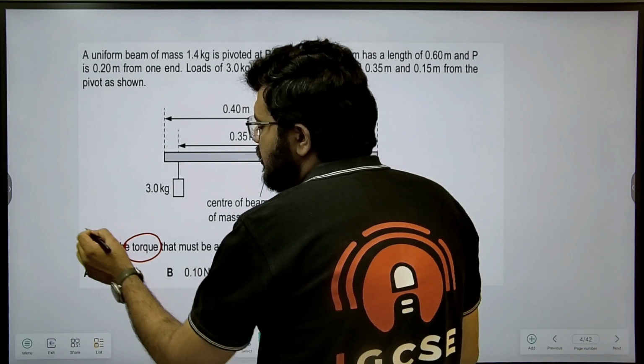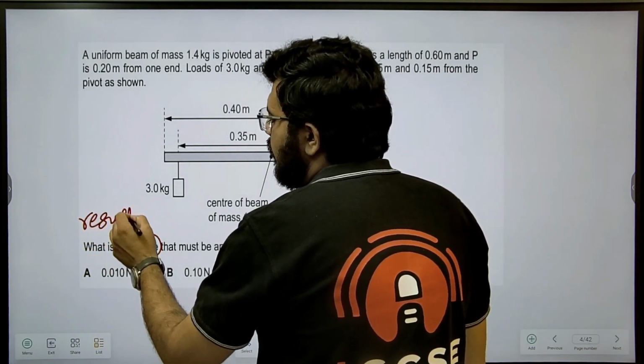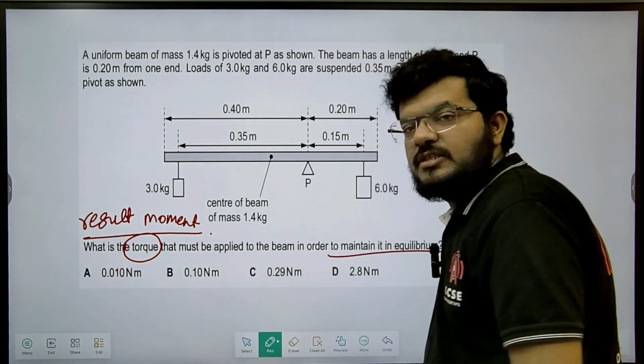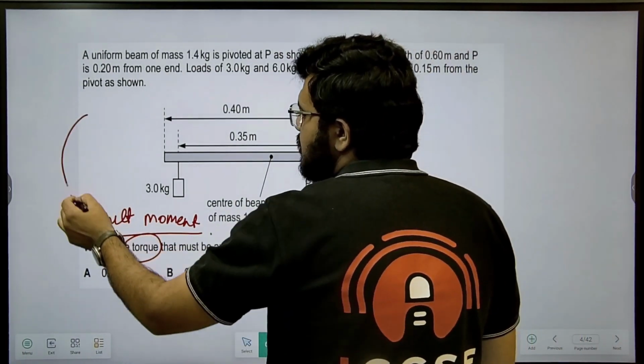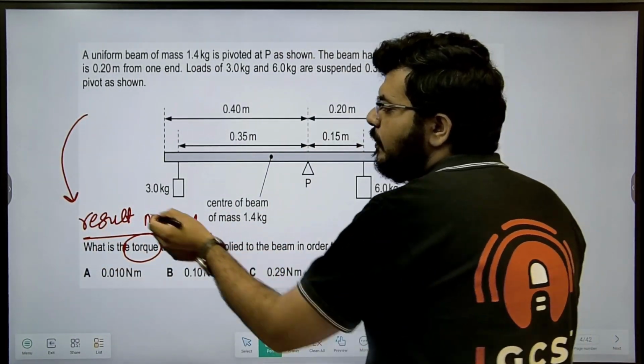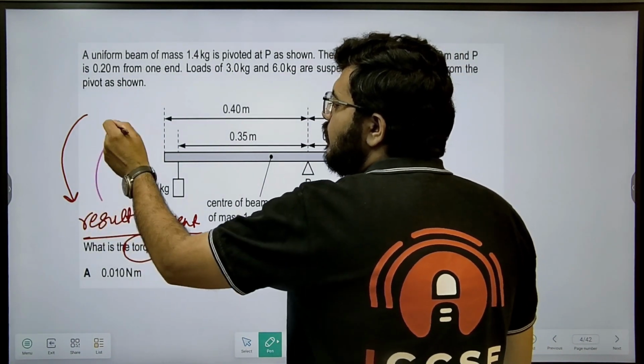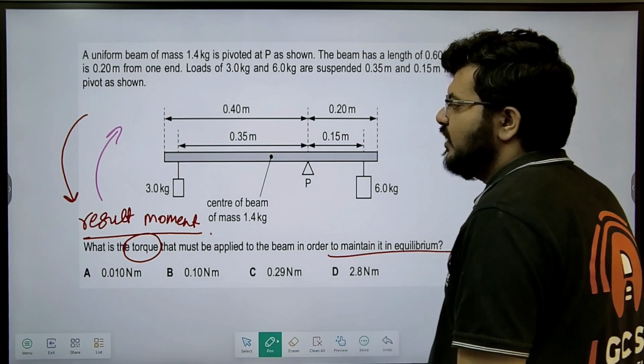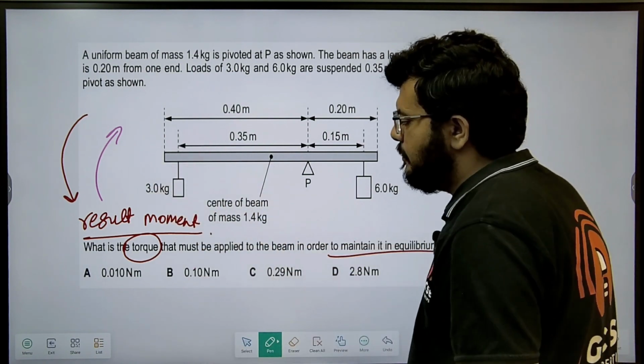So torque is resultant moment. Okay, because torque is resultant moment. So let's say if the torque is in this direction, then I have to apply torque in equal magnitude but opposite direction, right? That will balance this beam.